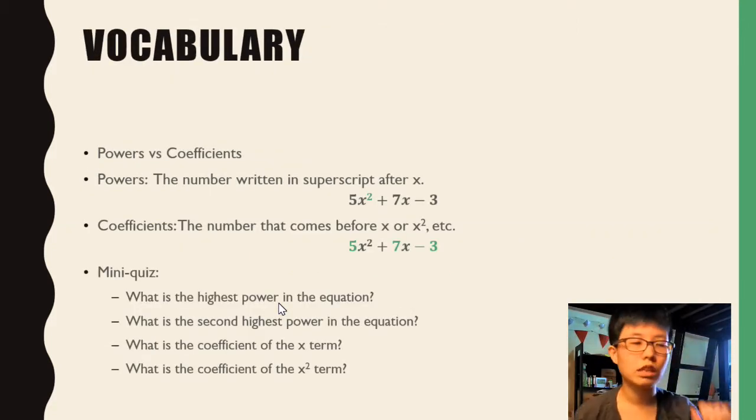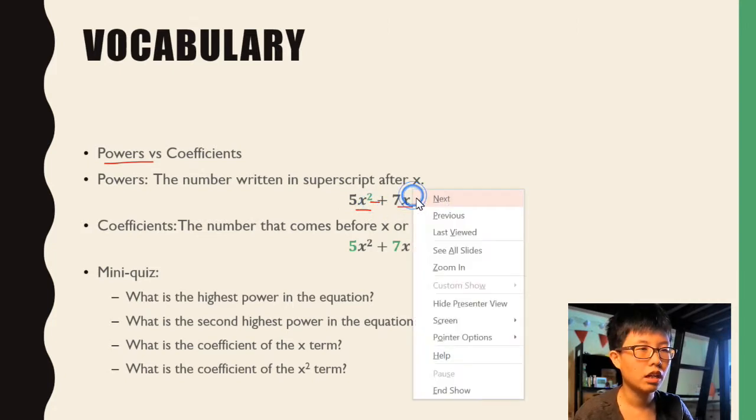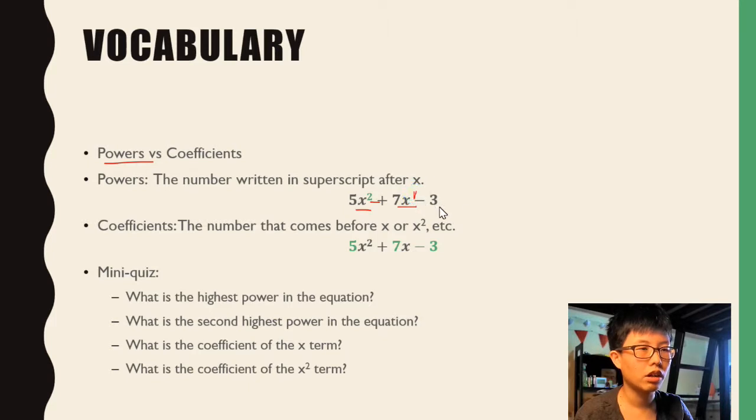So let's talk about some other vocabulary, powers versus coefficients. We just talked about power just now. So this is x to the power of 2, so it's 2. X to the power of 1, if you don't see anything, it's a 1. And if there's no x at all, we call it a constant, or x to the power 0, but usually we just don't even write x to the power 0. Coefficients. Coefficient is the number that comes before x, or the number that comes before x squared or whatever. It's usually not enough to say coefficient, you usually say coefficient of something. So if I say the coefficient of x squared, then it's 5, the coefficient of x is 7, and so on and so forth.